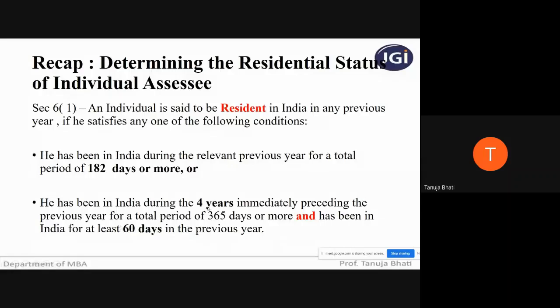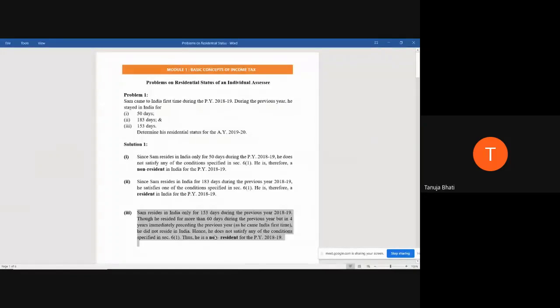See students, here there are two conditions. In the 4 years immediately preceding the previous year, his stay should be 365 days or more, and at least 60 days in the previous year. So 60 days he is satisfying, but he is not satisfying this. Both these should be satisfied. So since both these are not getting satisfied, therefore his status is a non-resident. Have you all understood this problem?